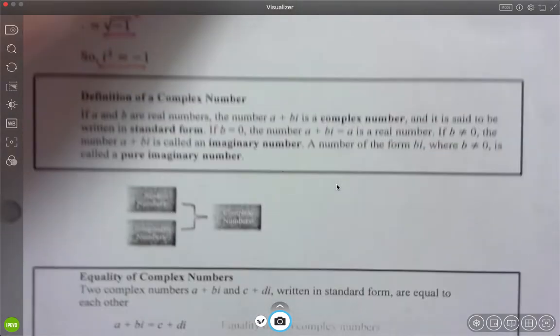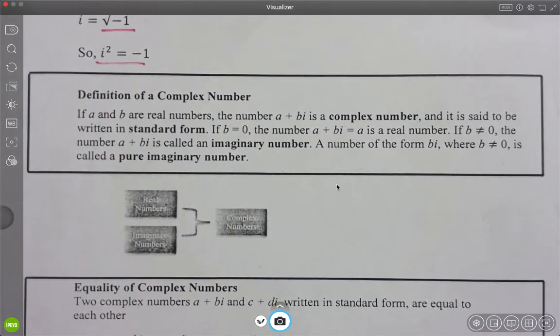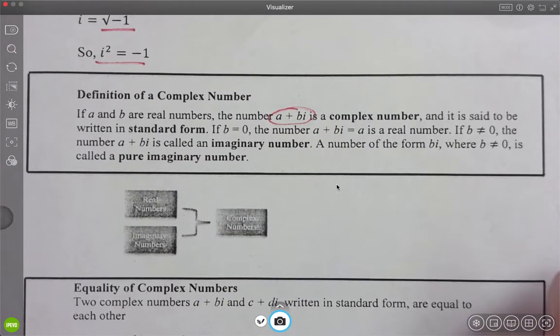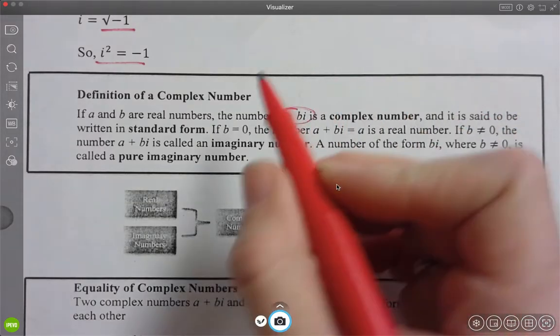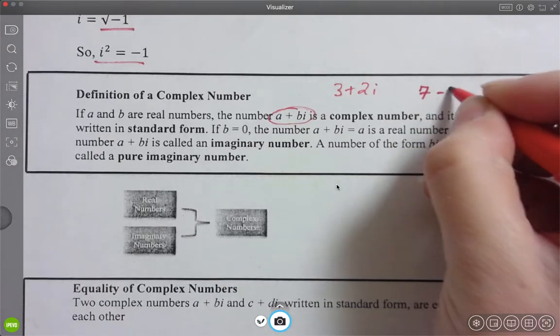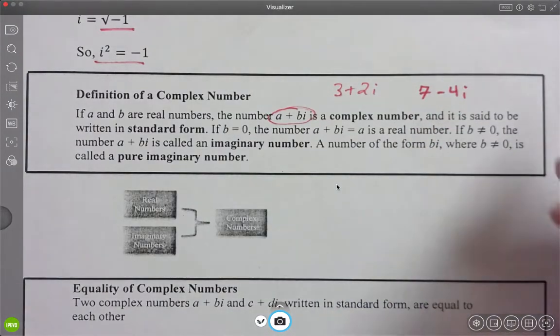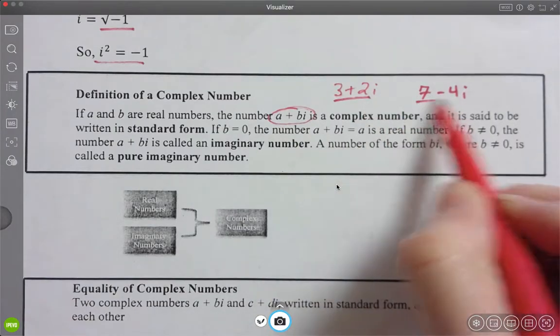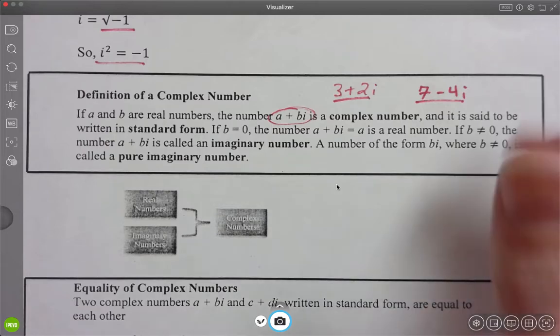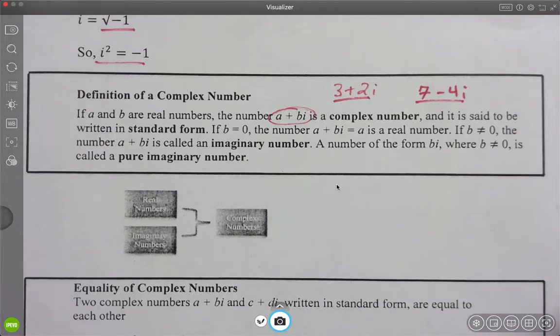Okay, so definition of complex number. Complex numbers are usually written in the form of a plus bi, where a is just a regular old number, and then b is the part that's attached to the imaginary number. This might be like 3 plus 2i, or 7 minus 4i, okay? You'll notice that these, when they're written in standard form, kind of resemble the quadratic formula. So we'll deal with plus and minus, like 3 plus and minus 2i, 7 plus and minus 4i, that type of thing.